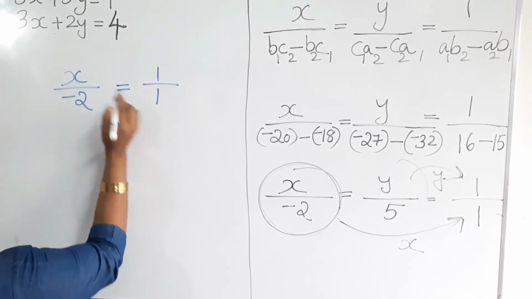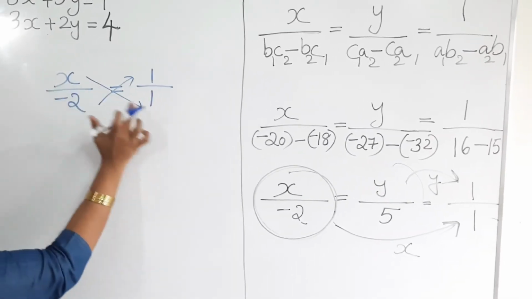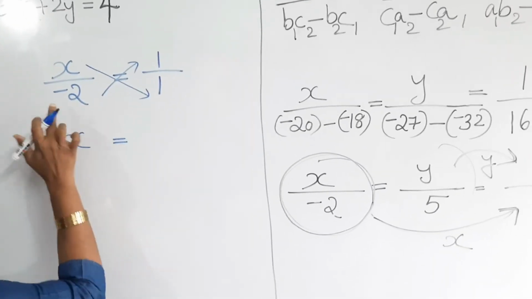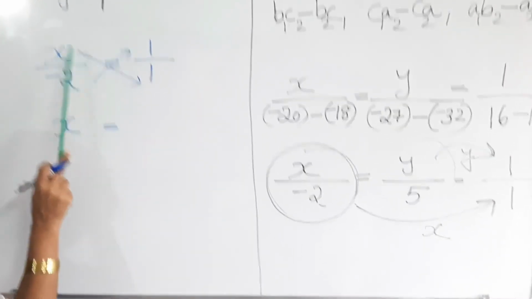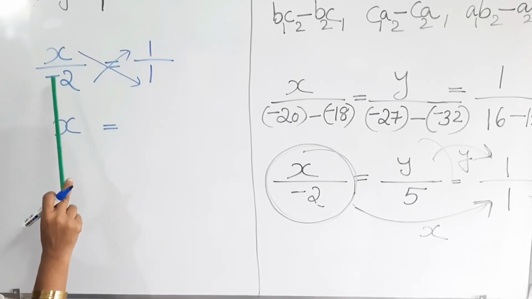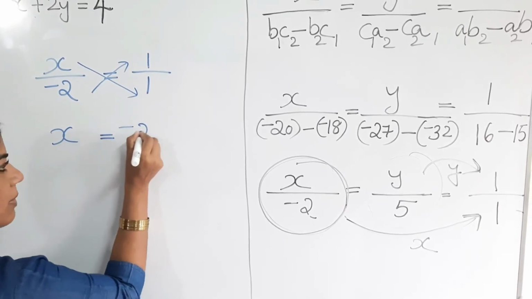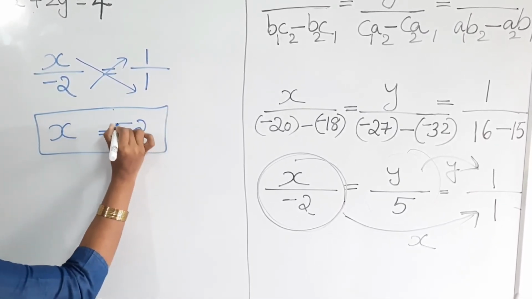So x into 1. Just do it like this, cross it. X multiply with 1, you will get x, is equal to minus 2 multiply with 1. X multiply with 1 is x, equal to minus 2 multiply with 1. Minus 2 multiply with 1 you will get minus 2. So x equal to minus 2.